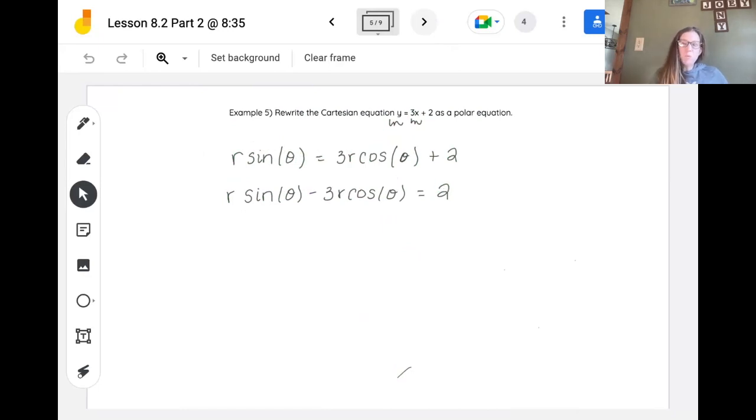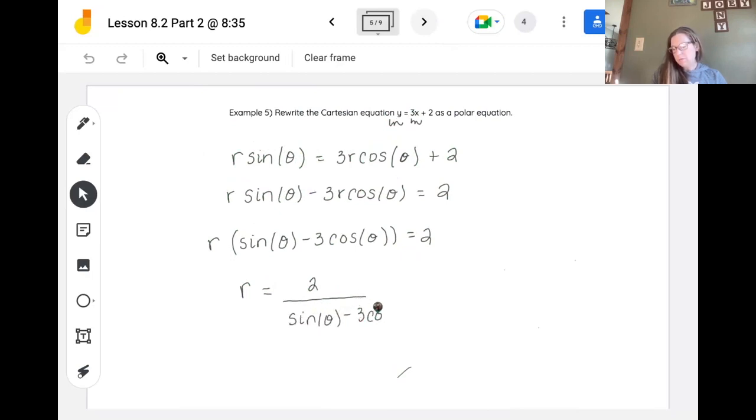Which puts me in a position where I'm now able to factor the greatest common factor of r, leaving us with r times sine of theta minus 3 times cosine of theta equal to 2. And then, of course, if I'd like to get r by itself, so I have r is equal to something, I'll divide both sides by that sine value. So 2 over sine of theta minus 3 times cosine of theta.